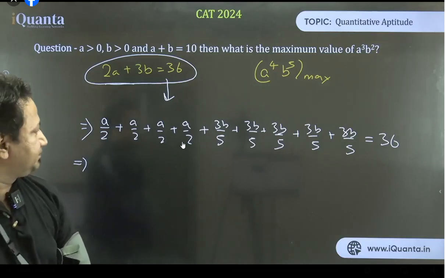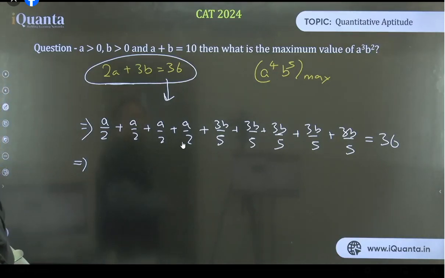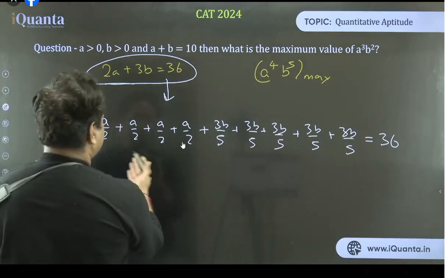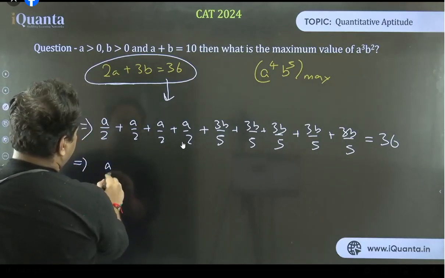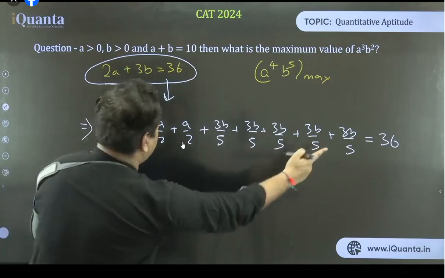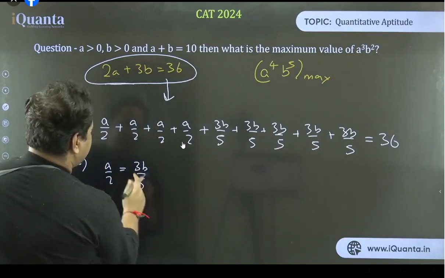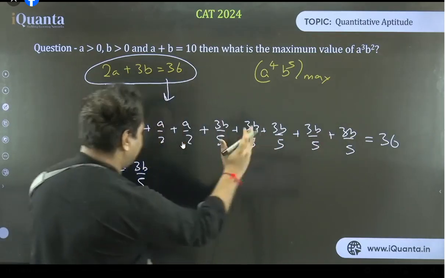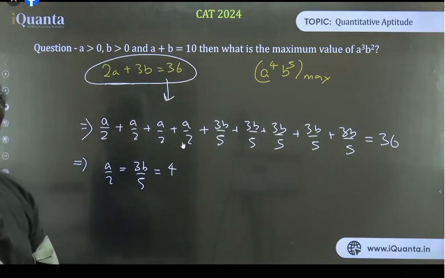Any problem? So this will be maximized. इन सबको बराबर होना पड़ेगा. A by 2 should be equal to A by 2, तो equal है ये. All of them should be equal. That is why I took A by 2 equal to 3 by 5. And as we have 9 values, sum 36 है, तो हर कोई 4 के बराबर हो जाएगा. Ain't it?